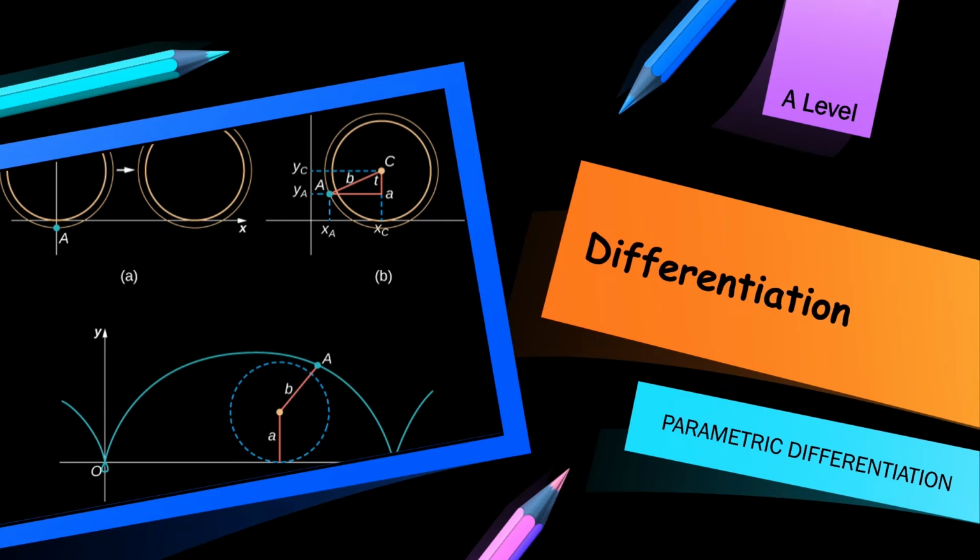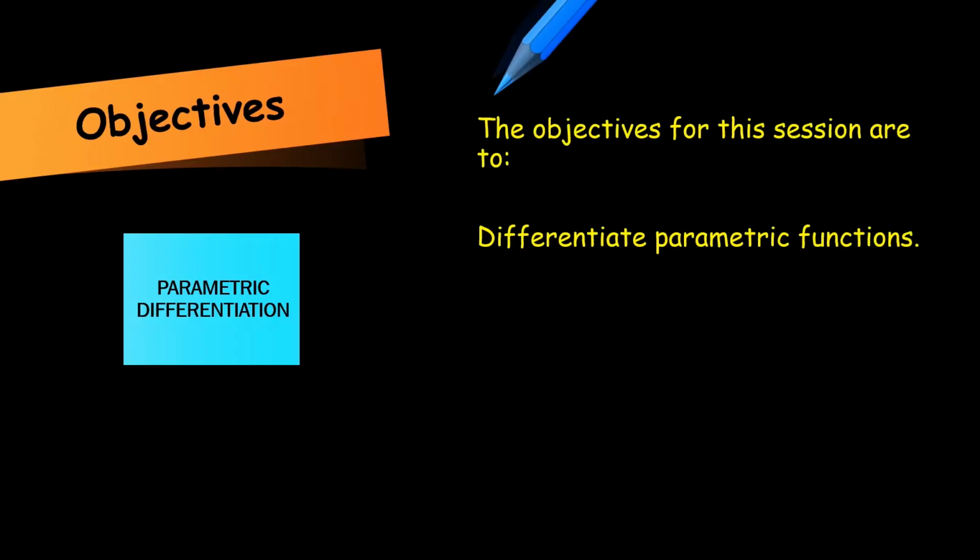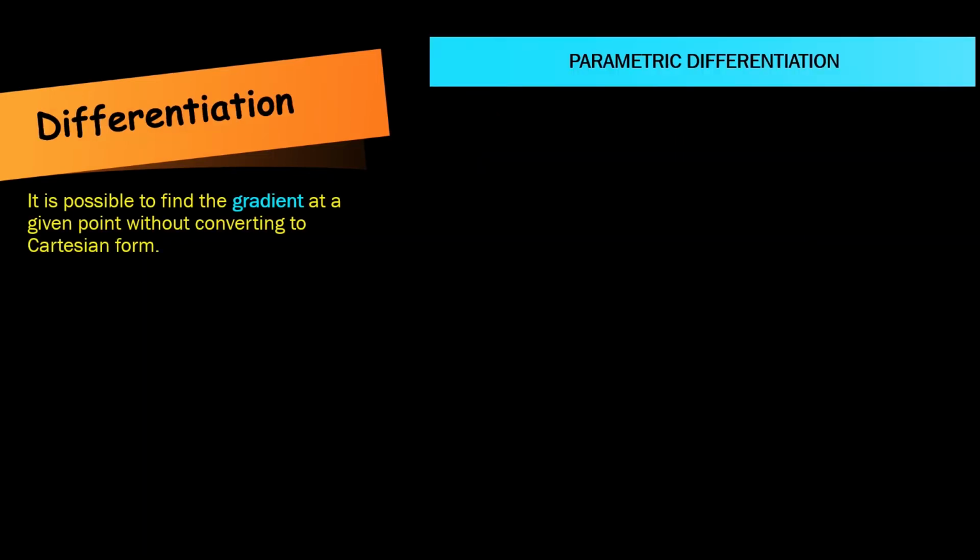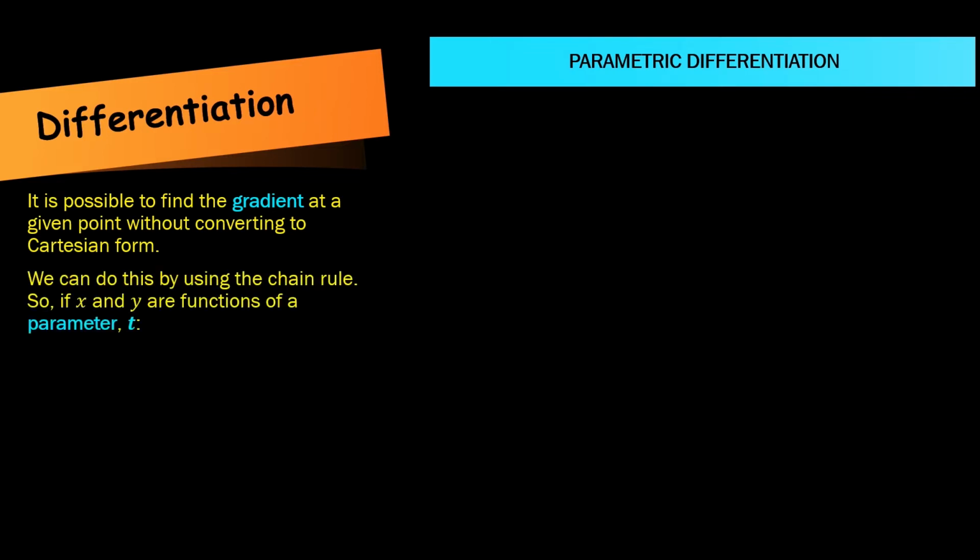Welcome to the session on differentiation, parametric differentiation. The objectives for this session are to differentiate parametric functions. It is possible to find the gradient at a given point without converting to Cartesian form. We can do this by using the chain rule.